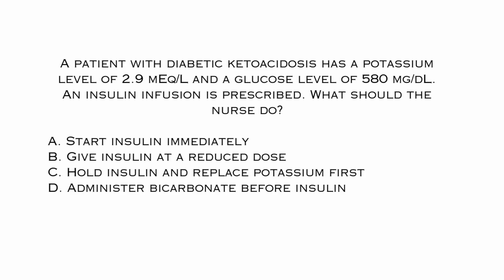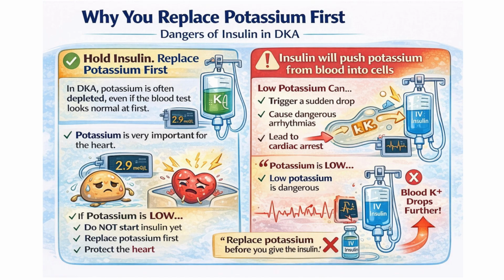Now let's move on to question 2. So here a patient with diabetic ketoacidosis has a potassium level of 2.9 mEq/L and a glucose level of 580 mg per deciliter. An insulin infusion is prescribed. What should the nurse do? The correct answer is option C. Insulin should be held. Potassium should be replaced first.